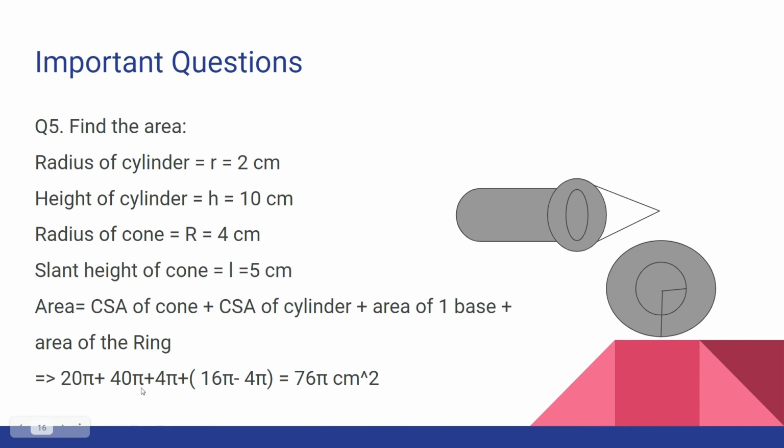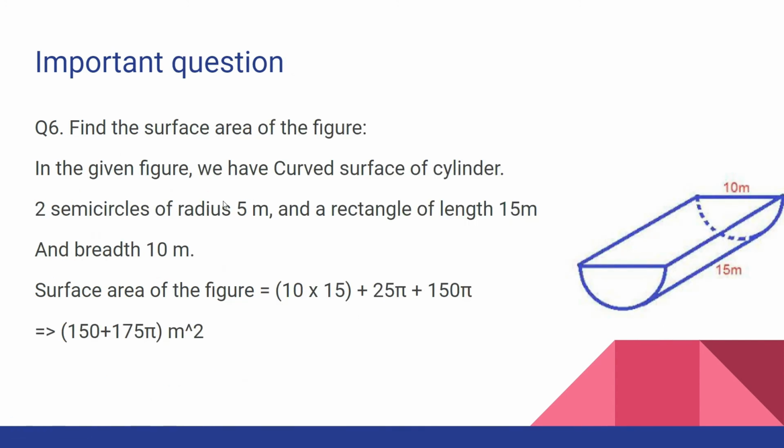Next question. Find the surface area of the figure. In the given figure, we have the curved surface area of a cylinder, 2 semicircles of radius 5 meter and a rectangle of length 15 meter and breadth 10 meter. This is actually a half cylinder. So the surface area of a half cylinder will be equal to length into breadth plus pi r square plus 2 pi r h.